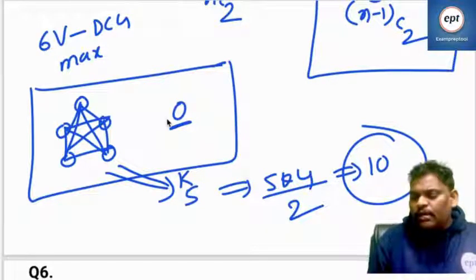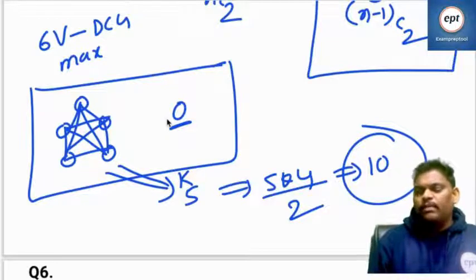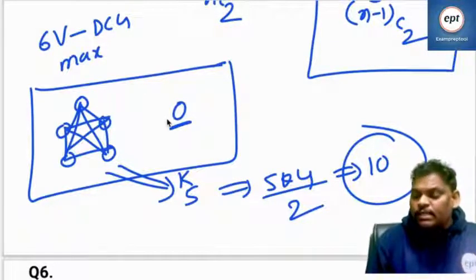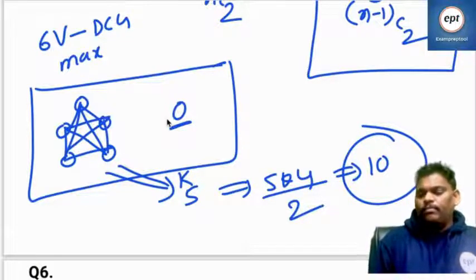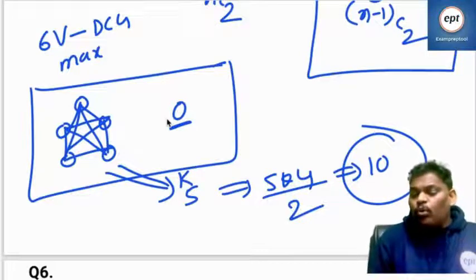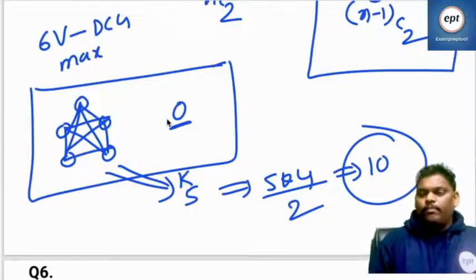Because of disconnected, at least one vertex I have to keep outside. If you keep more vertices outside, then fewer edges will come.